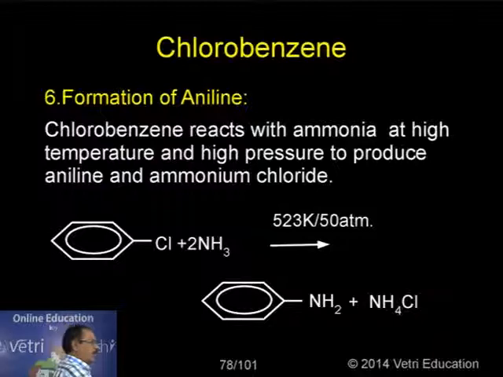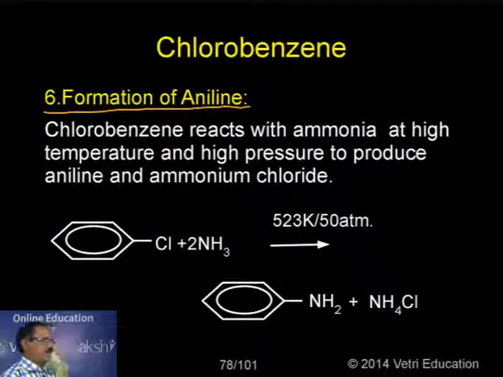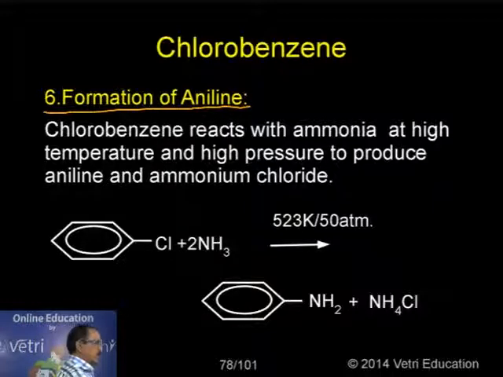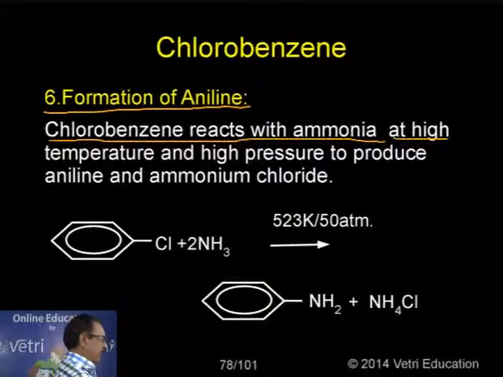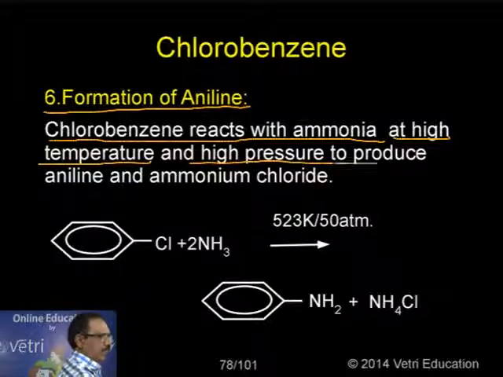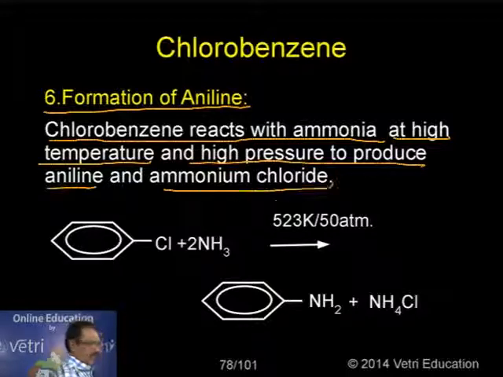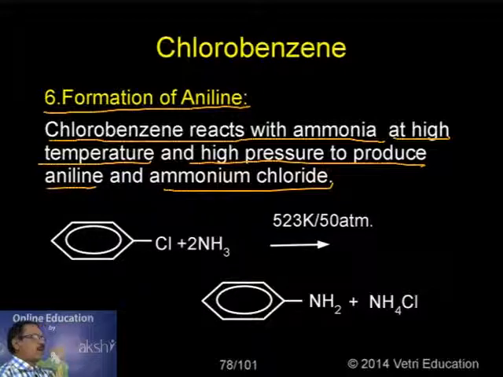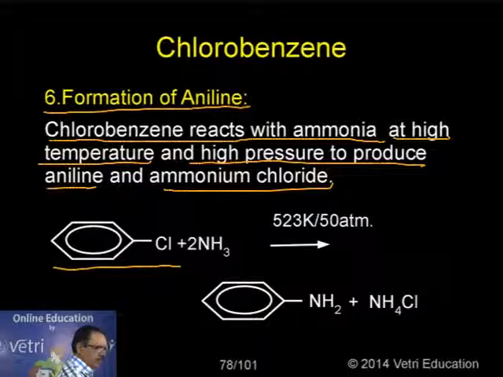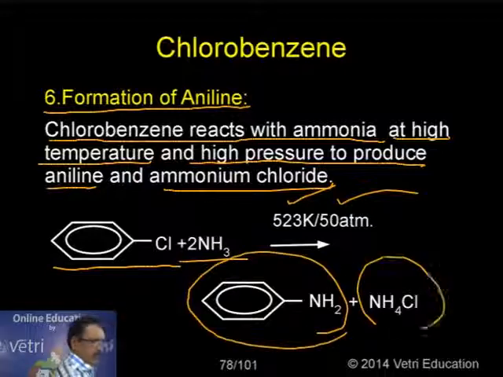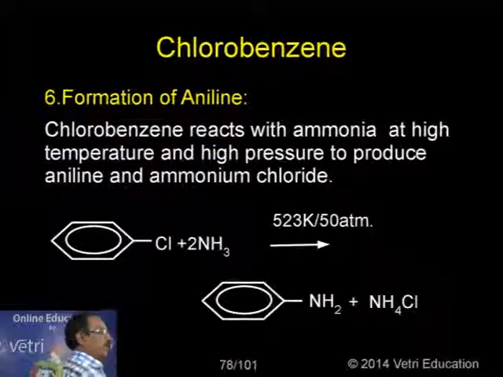Another one is again formation of aniline. Again, another important nucleophilic substitution reaction. Chlorobenzene reacts with ammonia at a high temperature and a high pressure to produce aniline and ammonium chloride. As I have already pointed out, this is another most important nucleophilic substitution reaction. So in this case, chlorobenzene reacts with 2 moles of ammonia at high temperature 520 Kelvin, high pressure 50 atmosphere to produce aniline and ammonium chloride. This is how aniline can be prepared from chlorobenzene.